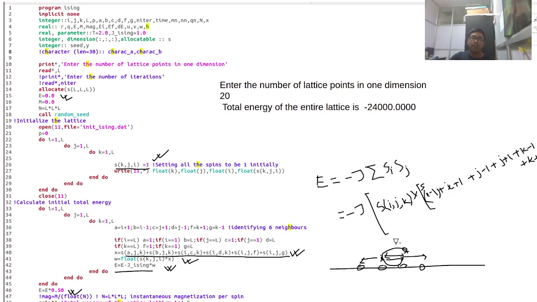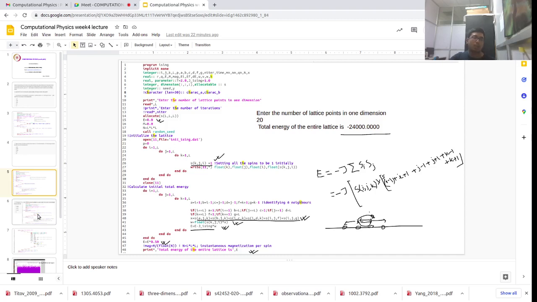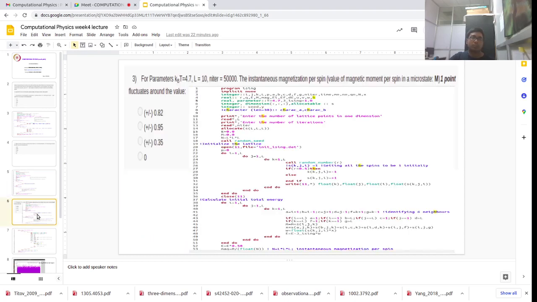So what I have to do, the total energy I am calculating by this algorithm, I have to just put a half with that, so that I can get the exact energy. After that I can just print the total energy of the entire lattice, E, and that will give you the answer of 24,000. So as Soumitra was saying, in this year's assignment it is corrected. So okay, yeah, sir. Let's move on to the next question.